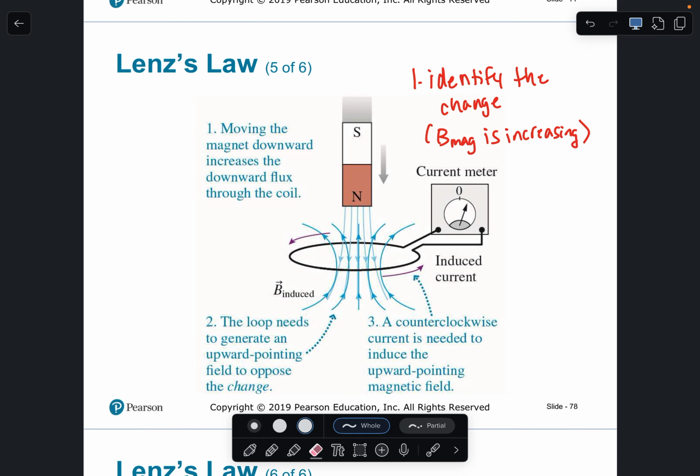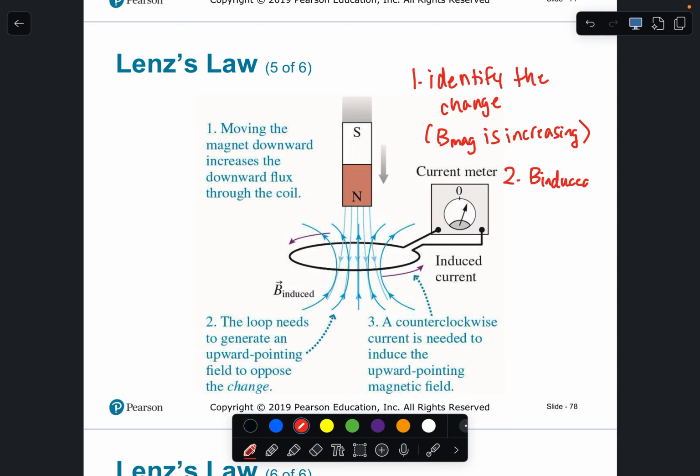Identify the change. The change is that the B field is getting stronger and stronger near the loop, and that B field is pointing down. So if it's getting stronger and stronger, nature doesn't want that. It's going to oppose the change. And to oppose the strength pointing down, because the B field from the North Pole of the magnet is pointing down, nature is going to create a magnetic field out of thin air that points in the opposite direction, like vector addition, right? If I have a vector pointing this way and it's getting big, how do I make it smaller? I add a vector pointing the other way, right? Because it's negative. So my B induced is going to point up.